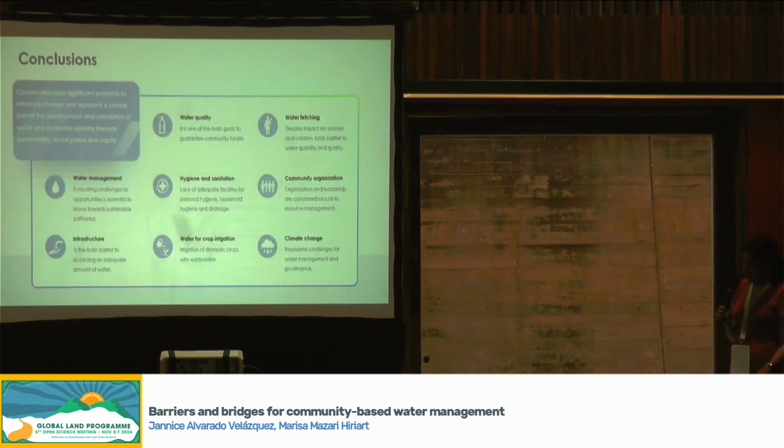So, in conclusion, community has a significant potential to influence change and represents a crucial part of the development and orientation of social and economic systems towards sustainability, social justice, and equity. Evaluating challenges as an opportunity is essential to move towards sustainable pathways. The infrastructure is the main barrier to accessing an adequate amount of water, and water quality is one of the main goals to guarantee community health.